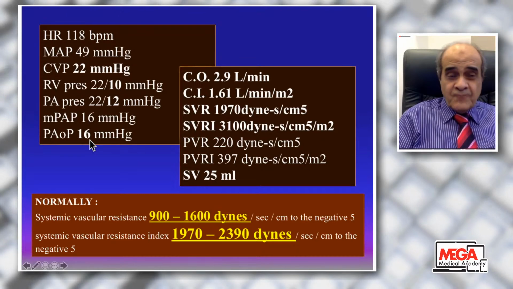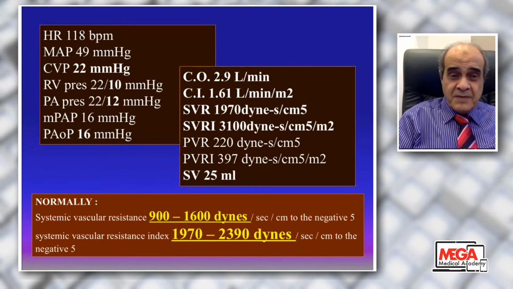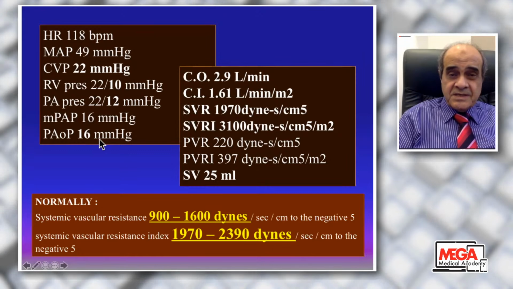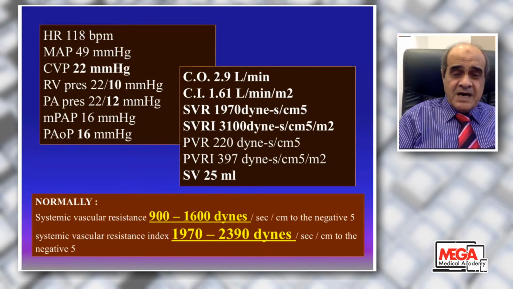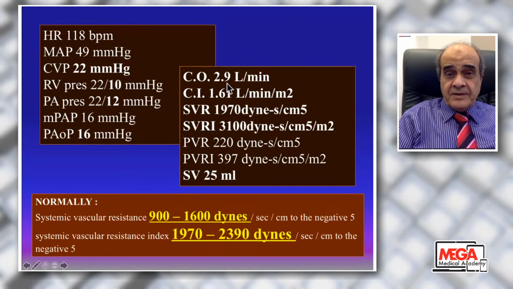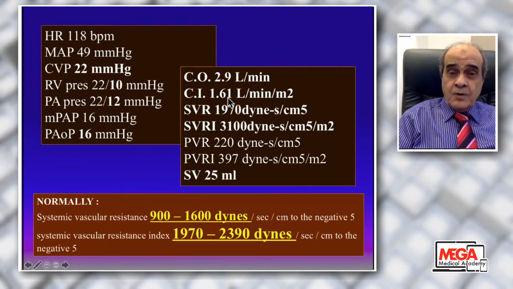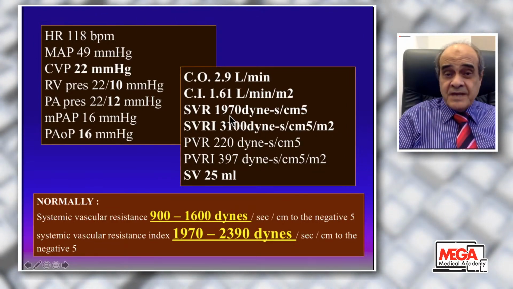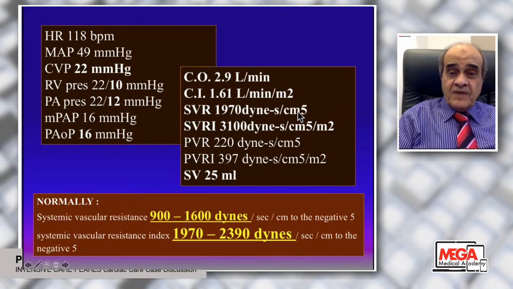If we concentrate, the pulmonary artery pressures are approximately the same as the wedging pressure, which is 16. So there is some equalization of pressure on both sides of the heart, in both chambers. Cardiac output is low, 2.9 liters per minute. The normal is about 4 to 8. Cardiac index is also low, 1.61. Systemic vascular resistance is 1,970 dynes per second per centimeter to the power of 5.